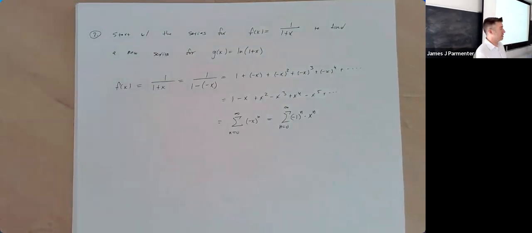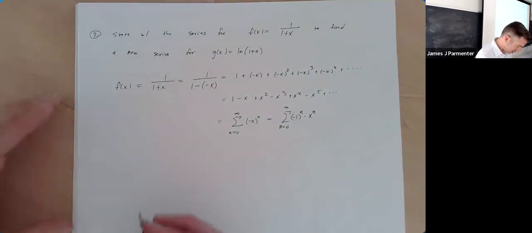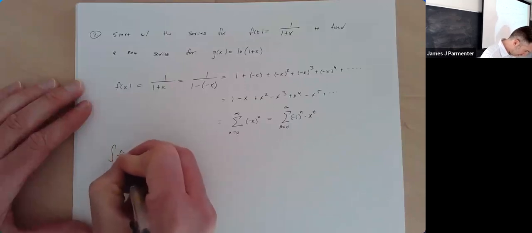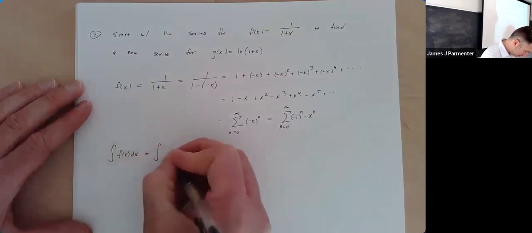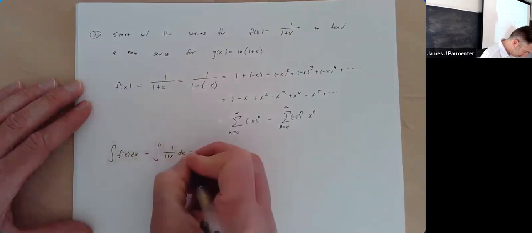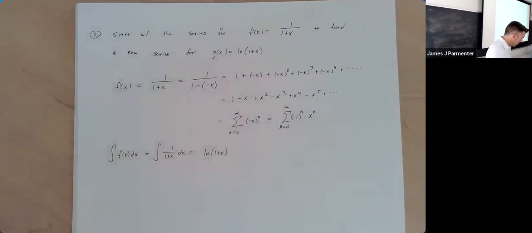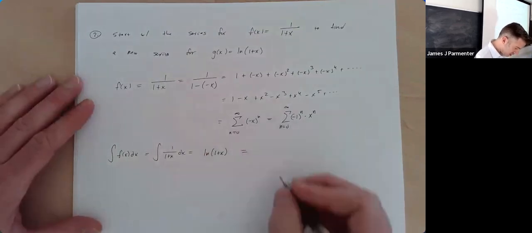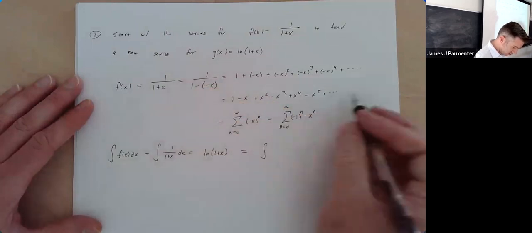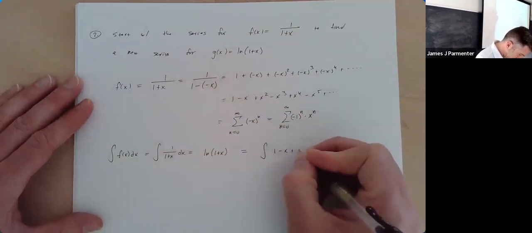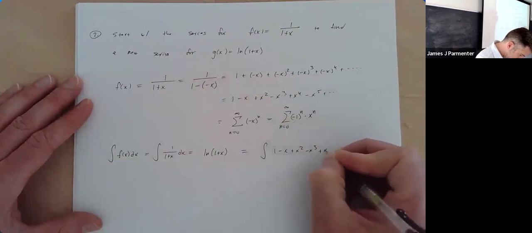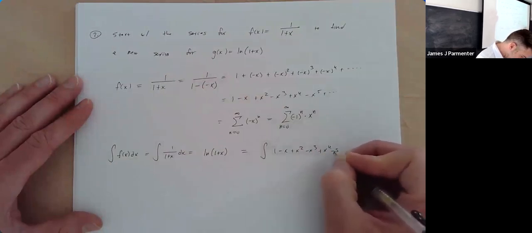And here's something that's really lovely. If you have a function equal to a power series, the antiderivative of that function is equal to the antiderivative of that power series. So I can say that the antiderivative of f of x, which is equal to the antiderivative of 1 over 1 plus x, which is equal to the natural log of 1 plus x. I'm going to ignore the absolute values here, even though normally I would write them down. That's going to equal the antiderivative of this whole thing: 1 minus x plus x squared minus x cubed plus x to the 4th minus x to the 5th, etc.